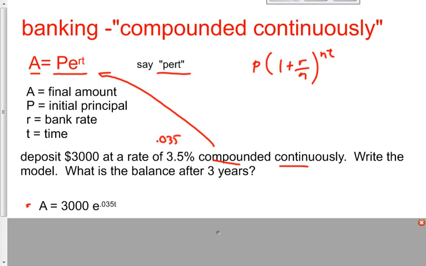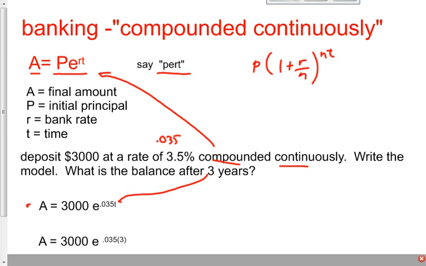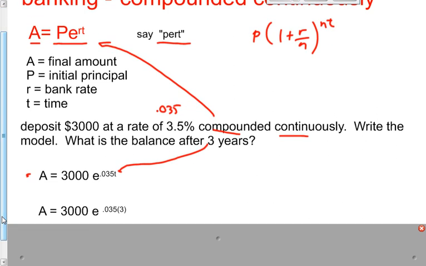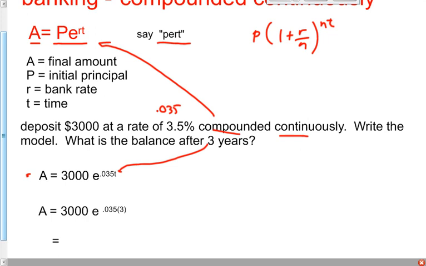Now you actually get to solve the question. In place of the letter t, you're going to be putting in the number 3 right there. 3,000 times e raised to the 0.035 times 3. And remember to use your little raise to the button. You can just type that right into your calculator. And hopefully, well, let's see, hopefully you're going to come up with this value. 3,33.32.